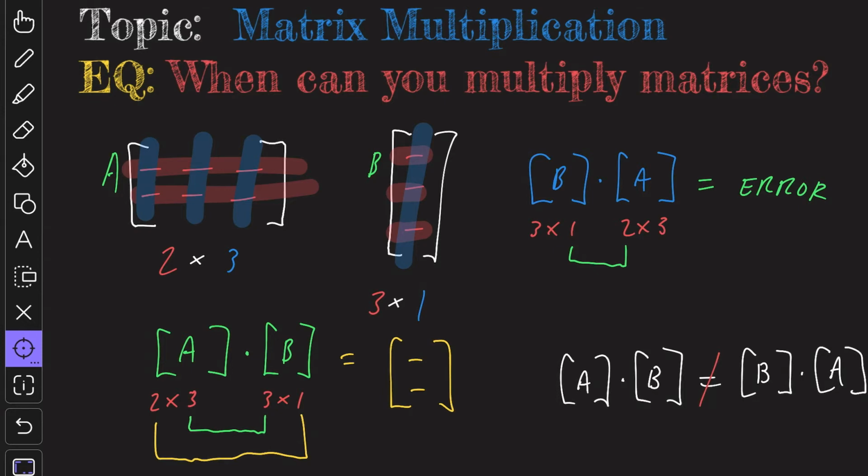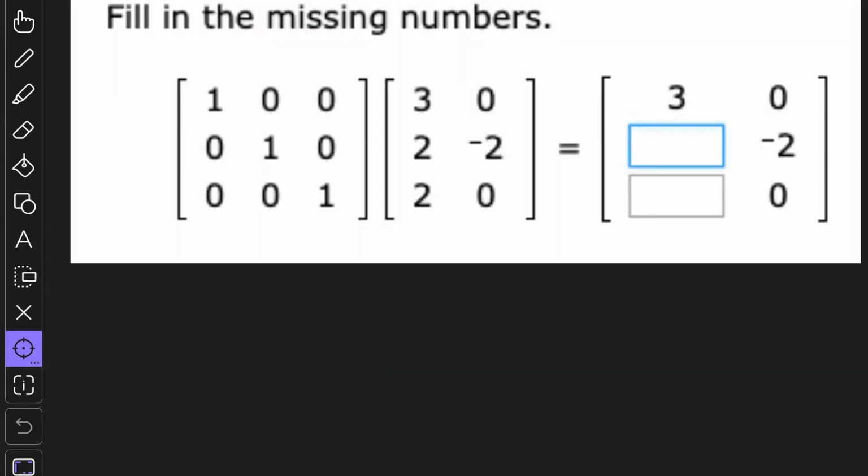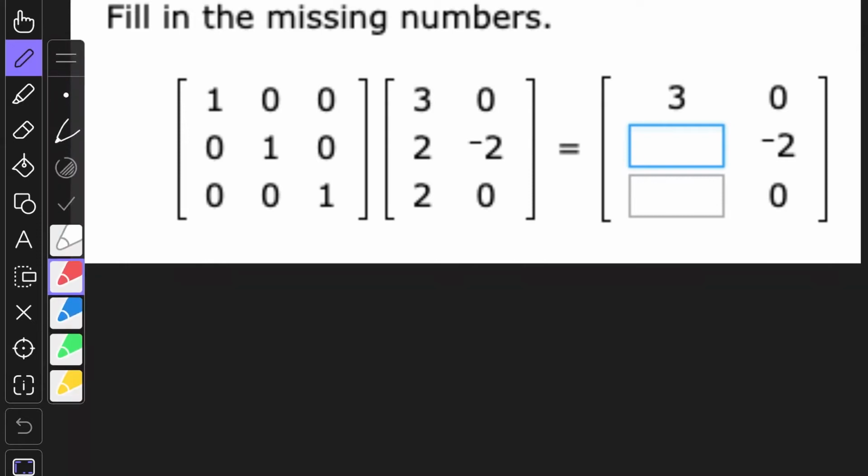All right, so we're going to look at this first problem. IXL is going to show you this way. We're going to say fill in the missing numbers. They're giving us one matrix and then another matrix, implying that since they're next to each other, they're being multiplied. But the way you want to think about this is, this could be your matrix A, and this could be your matrix B. And say, well, how big is matrix A? How big is matrix B?